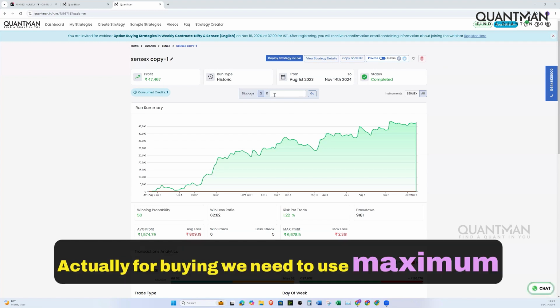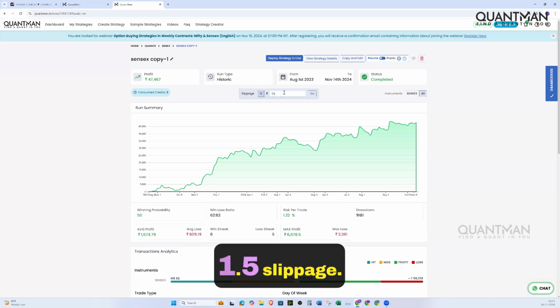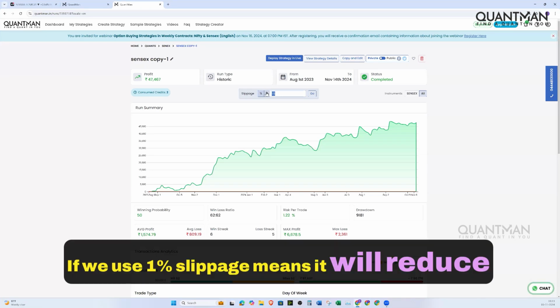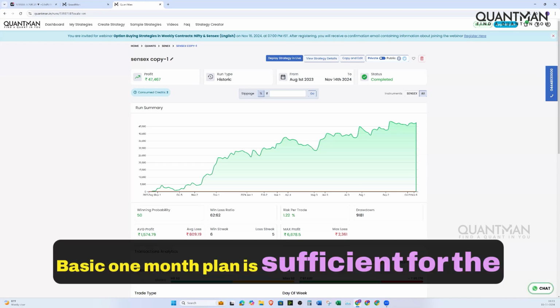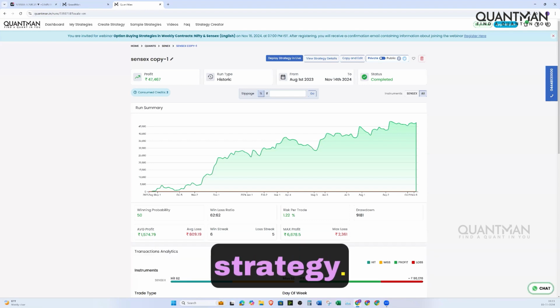Actually, for buying, we need to use maximum 1.5 slippage. If you use 1% slippage, it will reduce slowly. Okay. Basic Quantman plan is sufficient for the strategy.